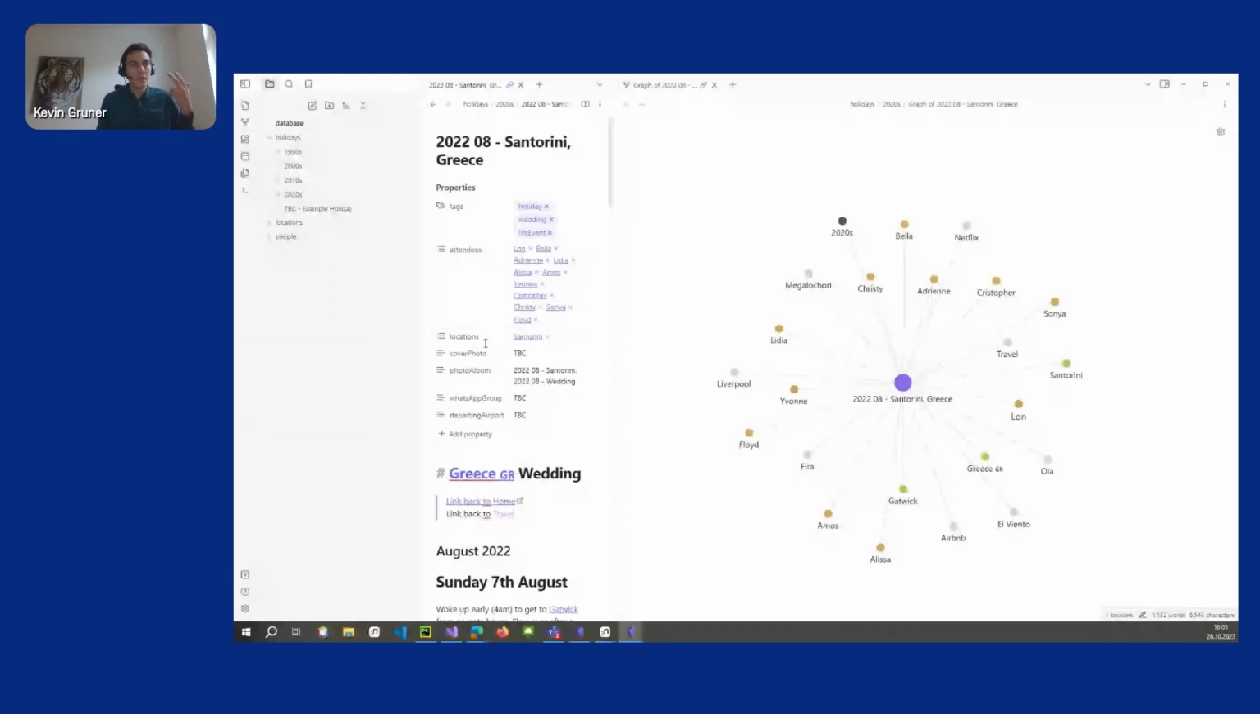So we have, at the end, three types of nodes: person, holiday, and location. And we have three types of relationships. I mentioned two already: attendees and locations are two from and to the holiday. And the third one is inside location.